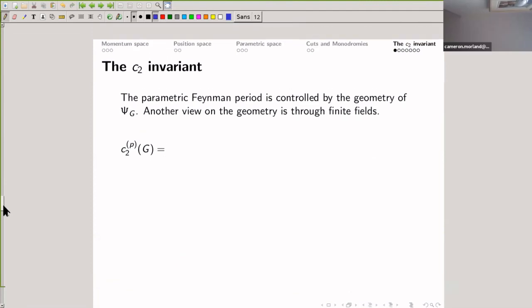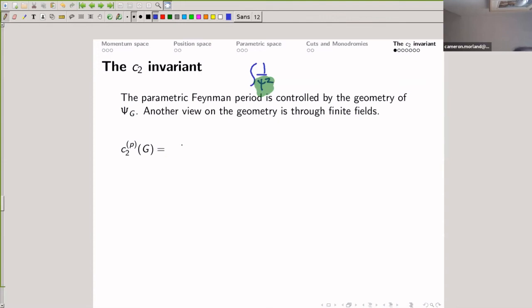All right, I'm going to finish by telling you something that I've been excited about for many years. And as a result, I know some of you have heard about this before. So that Feynman period, remember the Feynman period was the one that morally is this guy, but of course I actually have to integrate over something. It's controlled in some ways. If you put on your algebraic geometry hat for a moment, this guy is controlled by the geometry of the variety of vanishing of this polynomial. And there's another way that I can look at the geometry. I can look at it over a finite field. And so I'm going to define a piece of that.